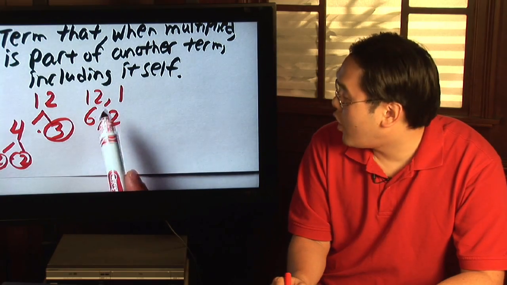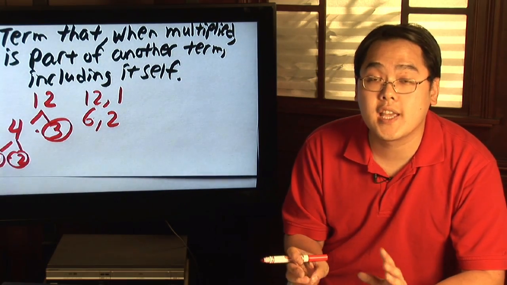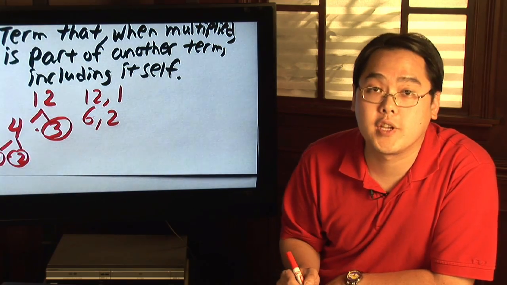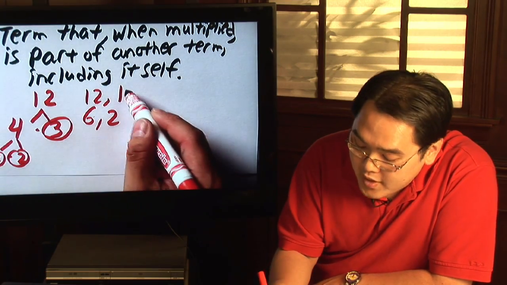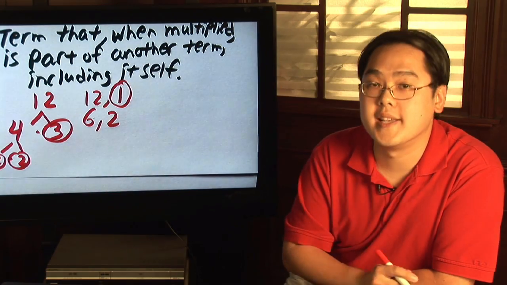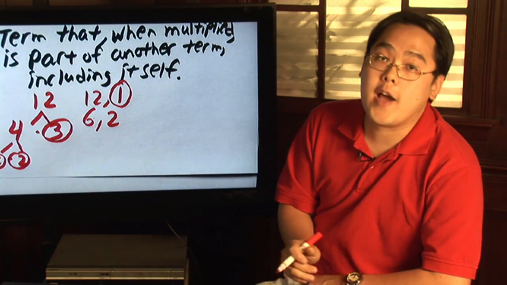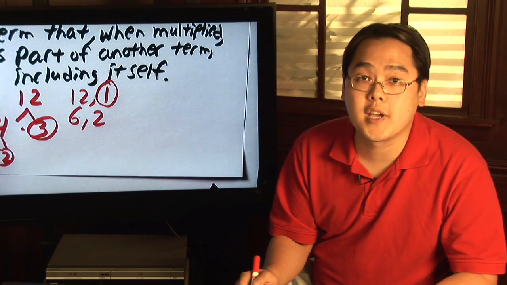Because these are also parts of numbers that can give you 12, all 4 of these numbers can also be considered as factors. The number 1 is a factor of every number out there. Now, from an algebra perspective, you can think of factors in this way.